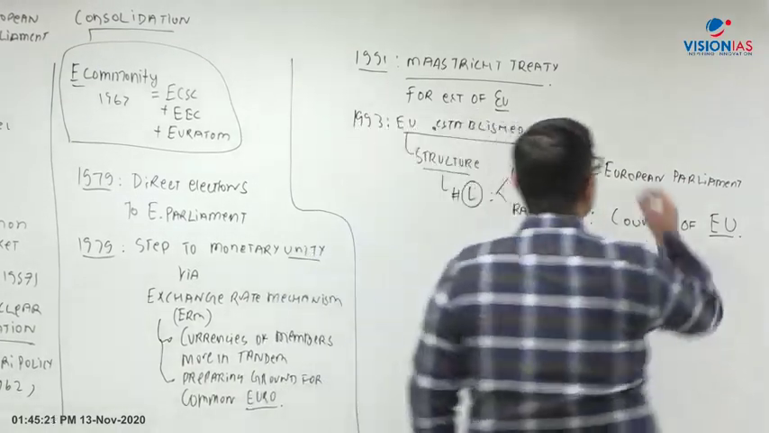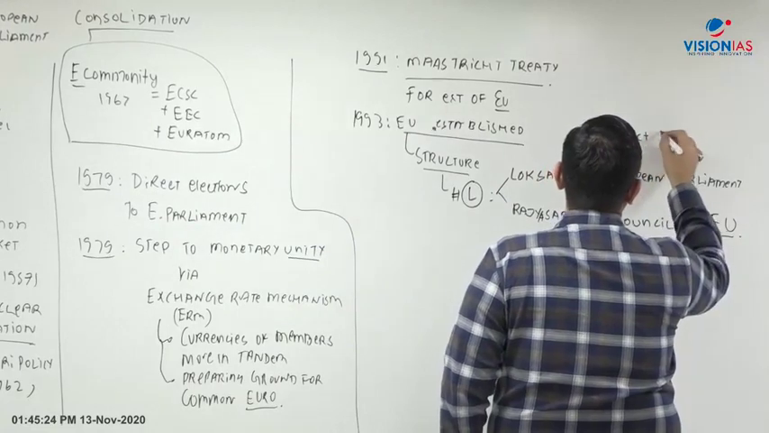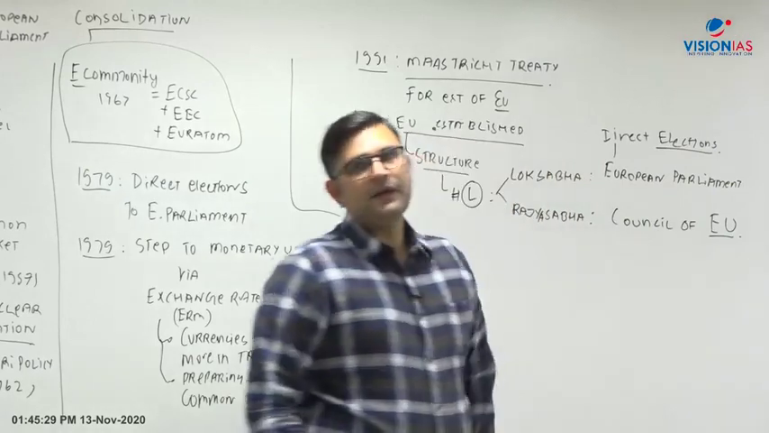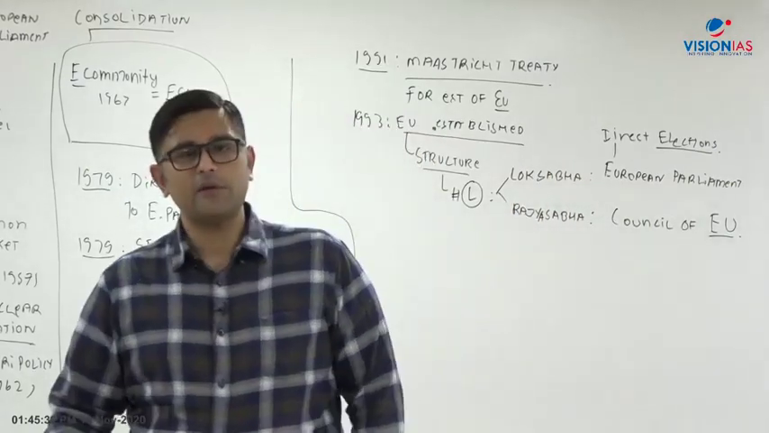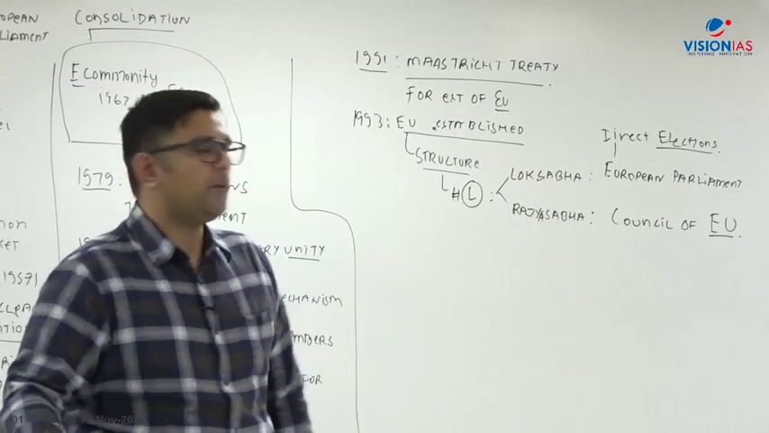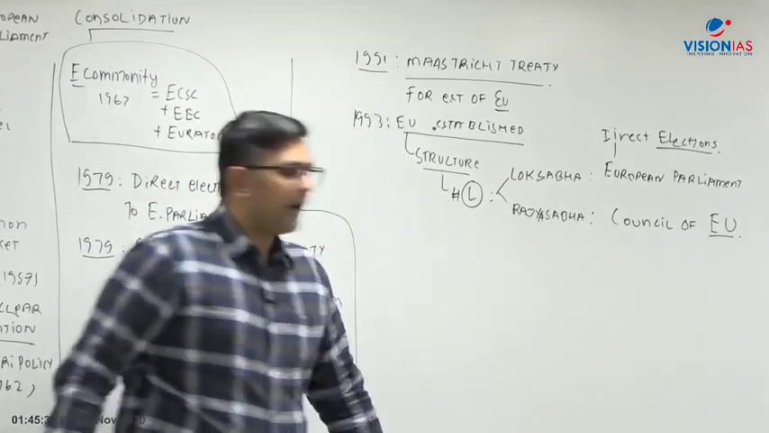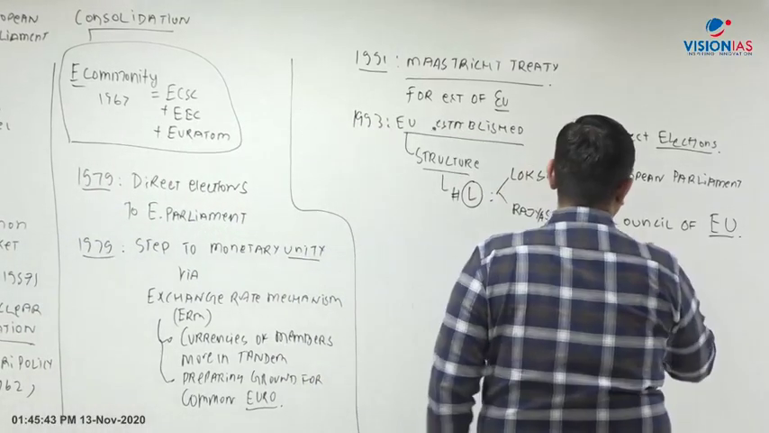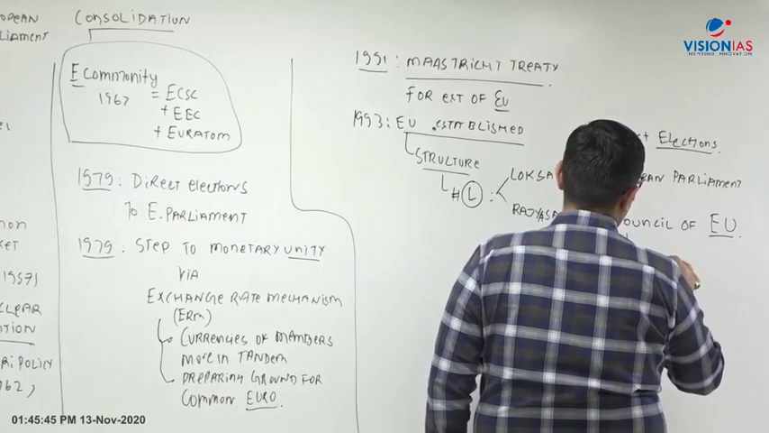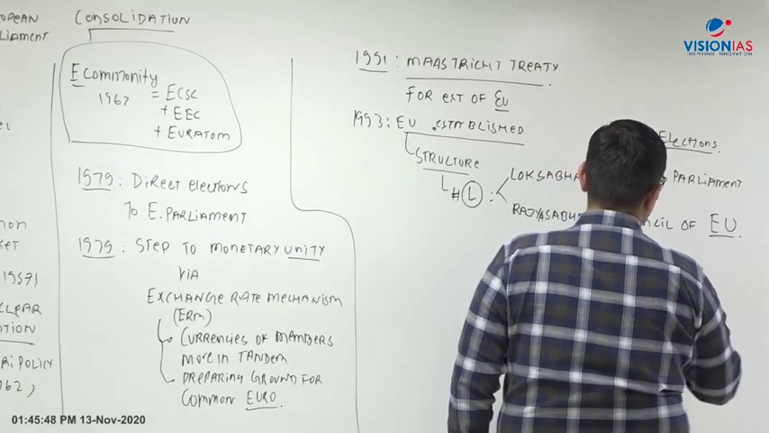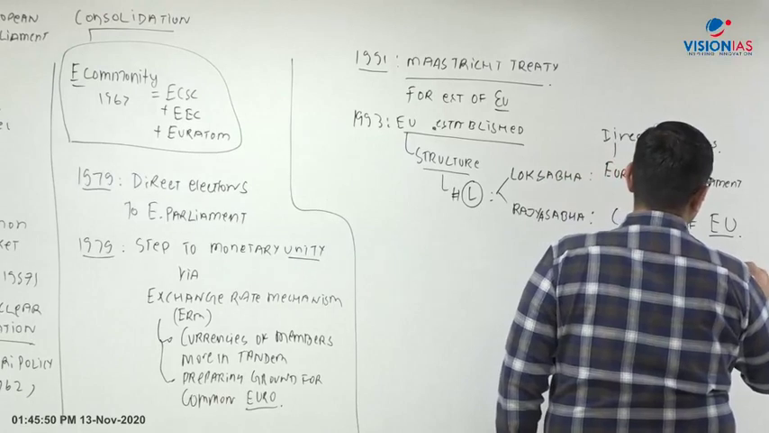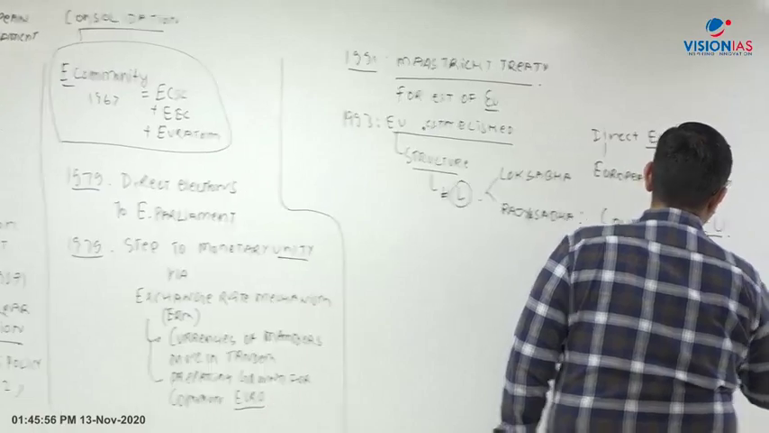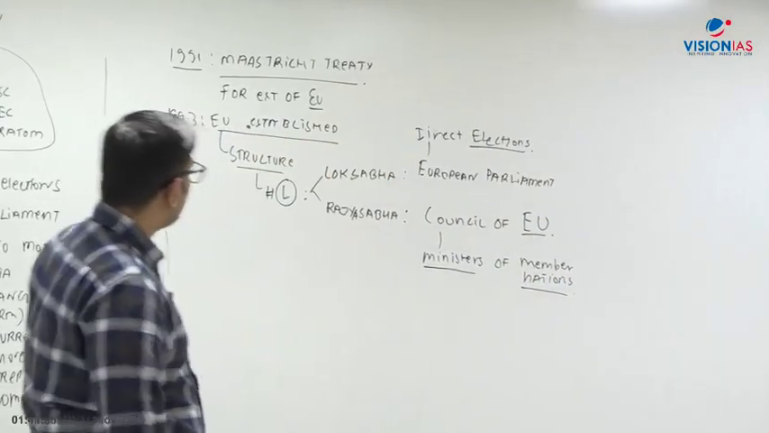In the Lok Sabha, direct elections have been there since 1979. So there will be members of parliament, seats will be allocated to different members, and through free and fair popular elections, these seats will be filled. Similarly, our Council will have representatives and ministers of member nations. So they can nominate whoever they want to nominate.